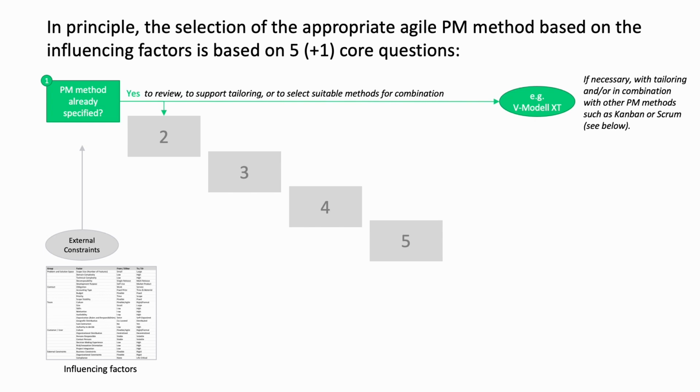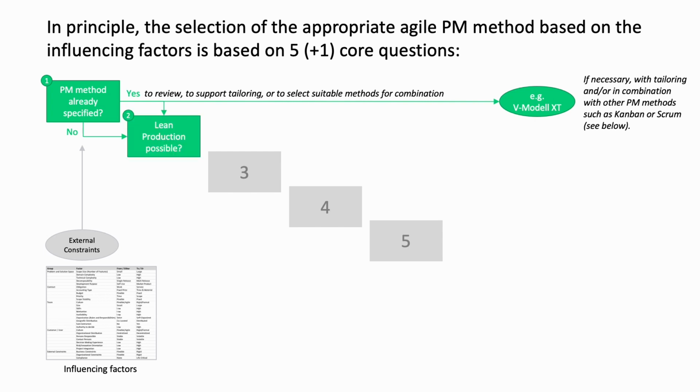This can be useful for checking whether the given method is also optimal under objective criteria. In addition, this can also be useful to support a possibly still necessary tailoring of the specification and/or to combine or supplement the specified method with a suitable complementary method such as Kanban or Scrum. In fact, this is done with the V-Model XT in most cases today. A combination with Kanban as a form of tailoring is absolutely not unusual. But if this is not the case, that is, if no method has been specified yet, then of course we continue with the goal of the initial selection.